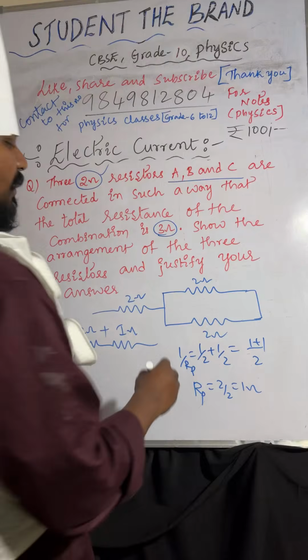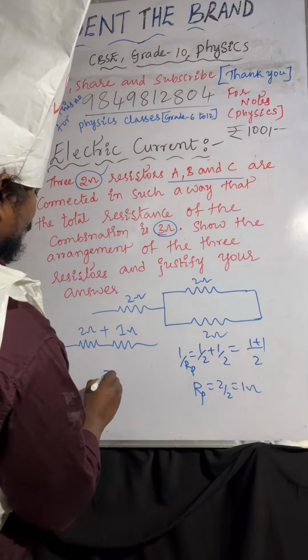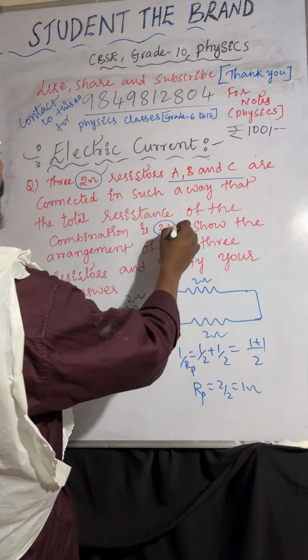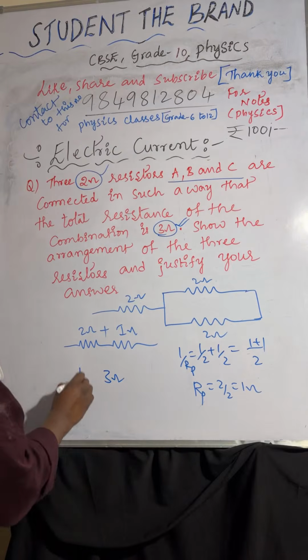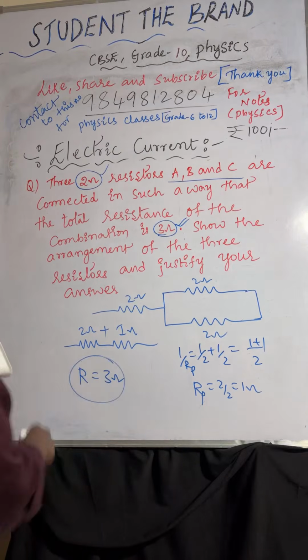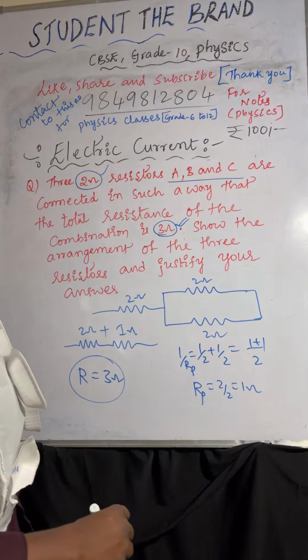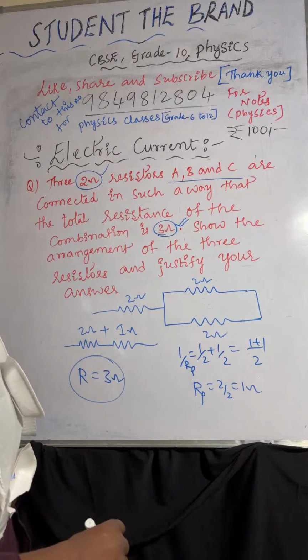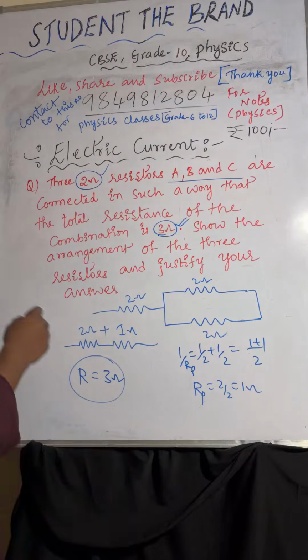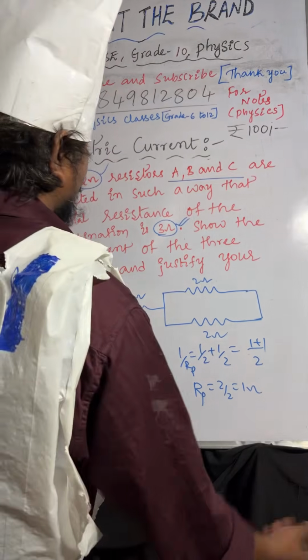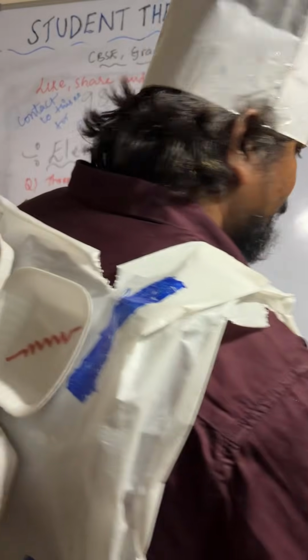2 plus 1 is how much? 3 ohm. So that is the answer. Understood? The final answer is 3 ohm. Is it clear? I hope you got it. Next, we'll do one more problem.